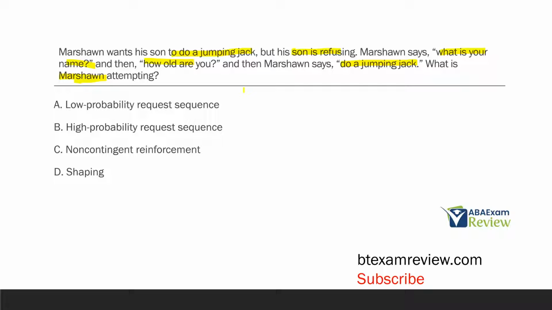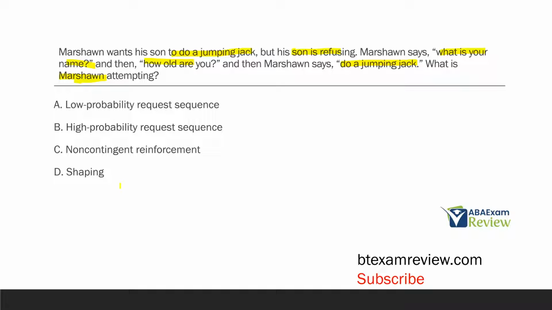Marshawn isn't reinforcing the son on a schedule. Non-contingent reinforcement doesn't really fit. And what about D, shaping? Be careful here, because Marshawn is asking his son to do different responses, but they're all different behaviors. We're not shaping up anything. We're not looking at the jumping jack specifically and shaping up approximations. He's simply asking him to do different requests and then following it with the lowest probability request. So we're not reinforcing approximations here.